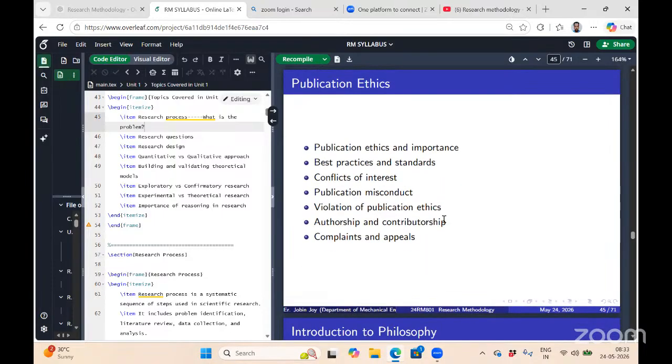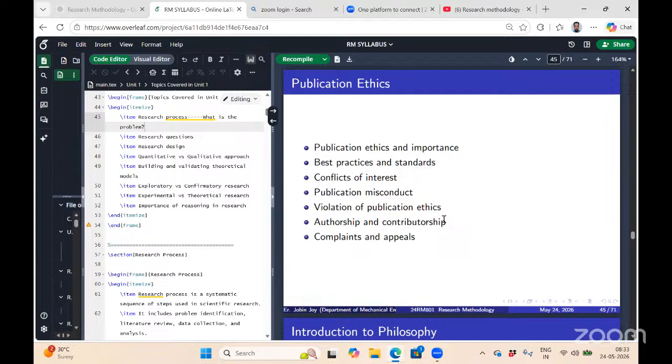What are the best practices and standards? Best practices and standards are the accepted guidelines followed in research and publication. That means how to collect data properly, accurate reporting, peer review process, proper referencing and citation. If you follow standards, it will improve the quality of the research and transparency. For example, using APA or IEEE citation style correctly is considered a best practice.